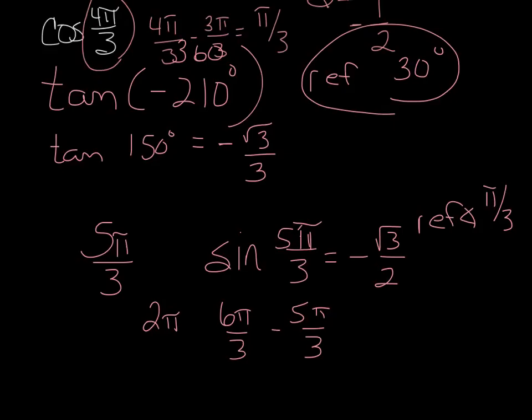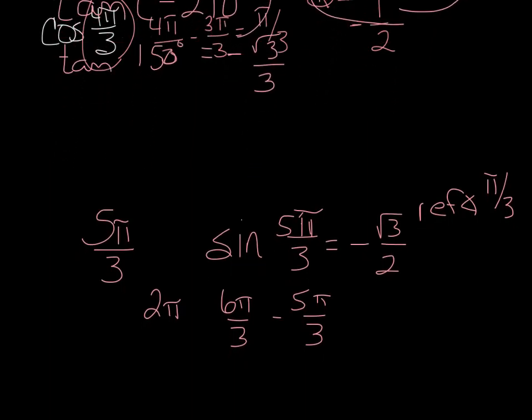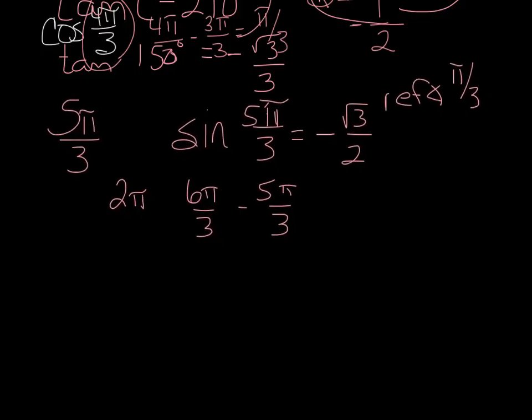Okay, let's think about the tangent of 11 pi over 6. So if you're finding the reference angle and you're in radians, theta's in quadrant 2.